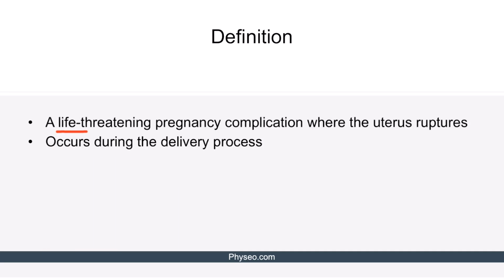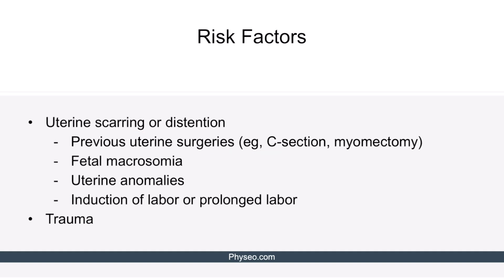Uterine rupture is a life-threatening pregnancy complication where the uterus essentially ruptures. Note that uterine rupture most commonly happens during the delivery process itself. Risk factors include factors that result in uterine scarring and distension. Examples include previous uterine surgeries such as C-section and myomectomy, fetal macrosomia, which can cause uterine stretching, uterine anomalies, and induction of labor or prolonged labor. Trauma such as motor vehicle accidents may also induce uterine rupture.